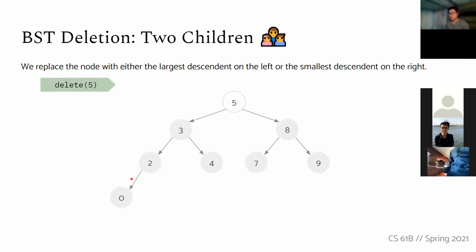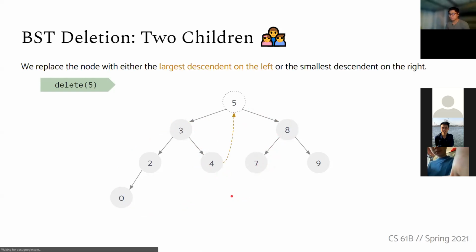In the 2 children case, this is where it gets a little bit more complicated. We basically want to replace the node that we delete with either the largest descendant of the left subtree or the smallest descendant of the right subtree. The way that I would look at it is that the largest descendant of the left subtree is the rightmost value on the left subtree, which gets a little confusing, but you take a look at the left subtree and you find the rightmost element. In this case it's 4, and vice versa for the right subtree. The smallest element on the right subtree is the leftmost element on the right subtree. In this case, it's 7.